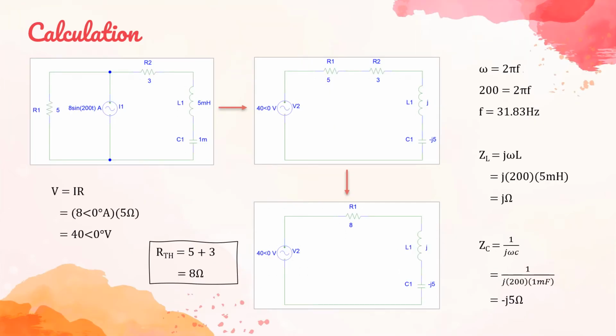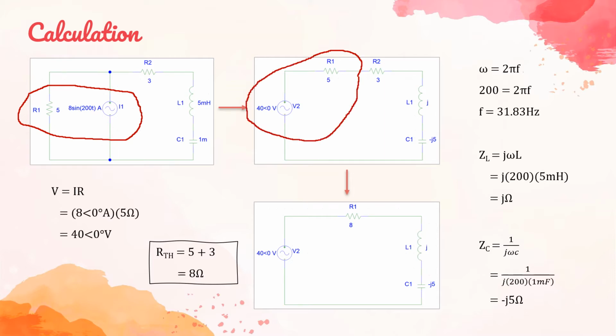So I'm going to explain about the calculation. The method that we choose is source transformation. So let's look at our circuit. We're going to transform this, which is in parallel, into this, which is in series. If we look at this, we're going to transform the current source into the voltage source.